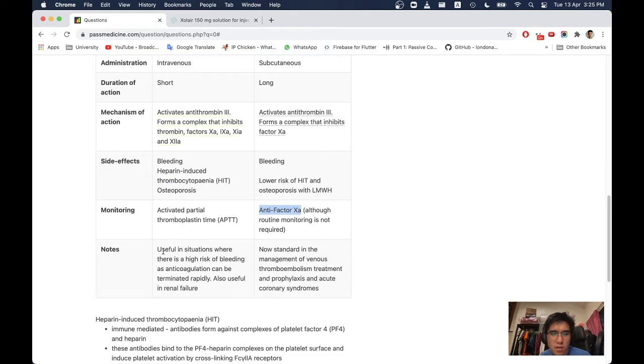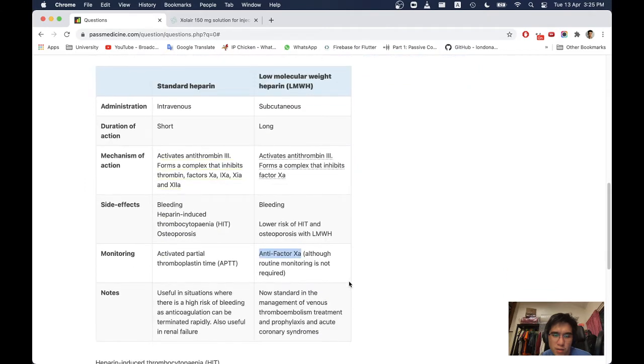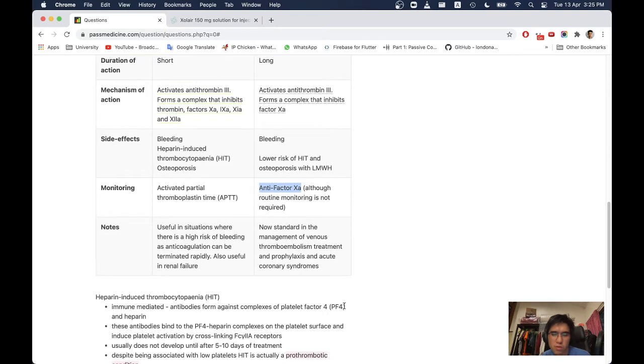Notes. Standard heparin is useful in situations where there is a high risk of bleeding, as anticoagulation can be terminated rapidly. Also useful in renal failure. And low molecular weight heparin is now standard in the management of venous thromboembolism treatment and prophylaxis and acute coronary syndromes.